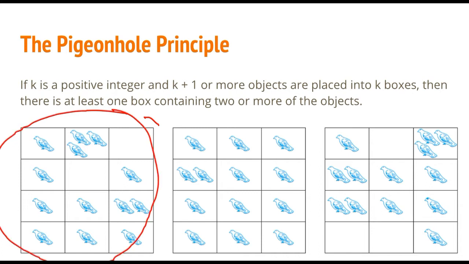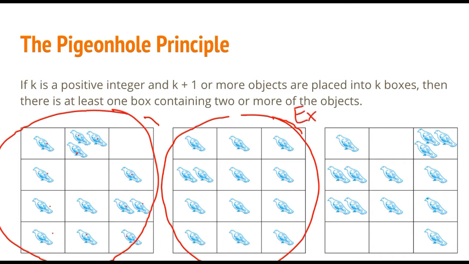So we have 4 by 3, so 12 compartments, but we have how many pigeons? We have 13. 1, 2, 3, 4, 5, 6, 13. So that means one of the boxes will contain at least two, so two or more pigeons in that case.